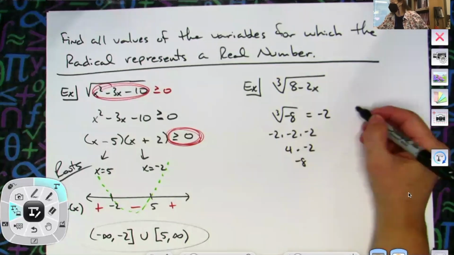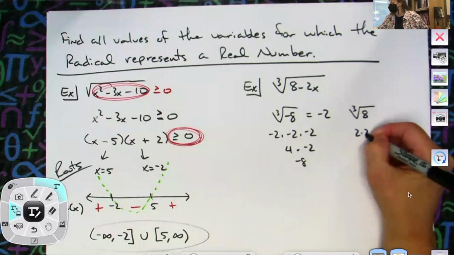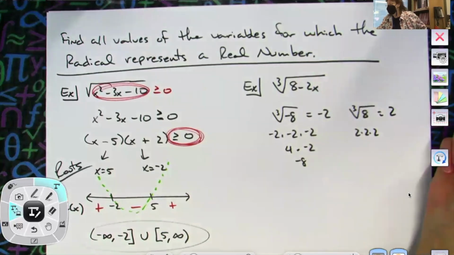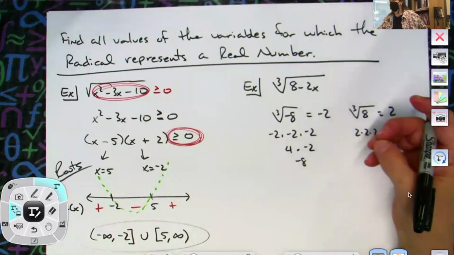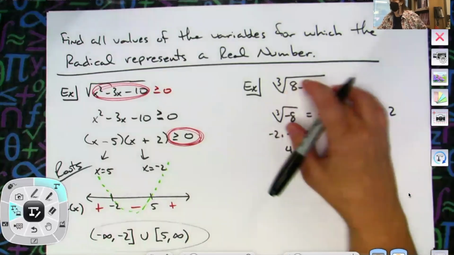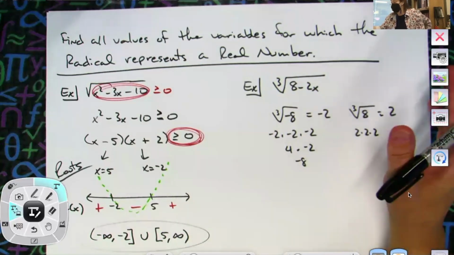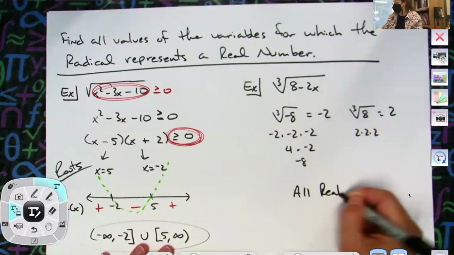When I take the cube root of a positive number, we've already done it here, 2 times 2 times 2, I get a positive number. Is a positive number a real number? Yes. There's nothing else I could plug in, right? So it's a cube root. What values of the variable will make this expression a real number? All real numbers. It doesn't matter what I plug in, all real numbers are going to do it. All real numbers I can plug in.